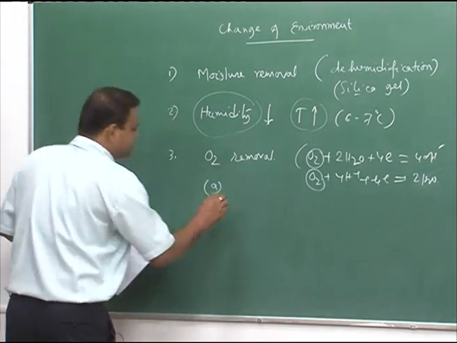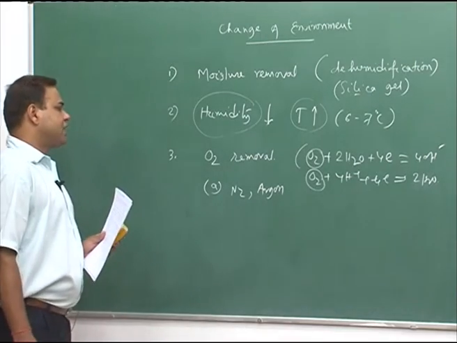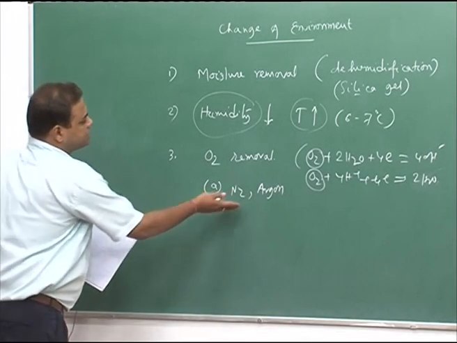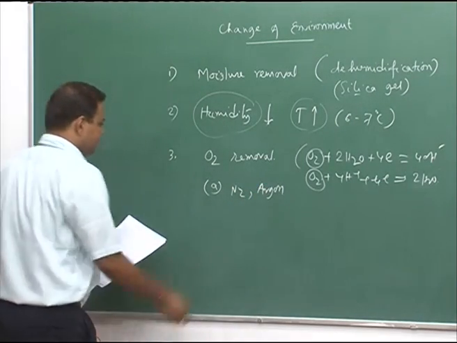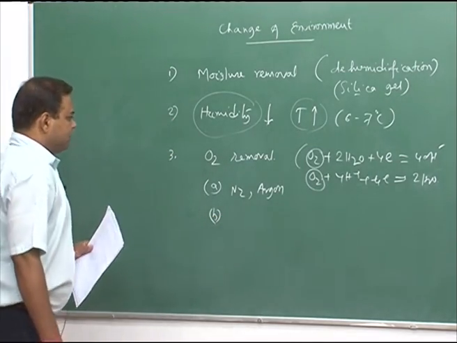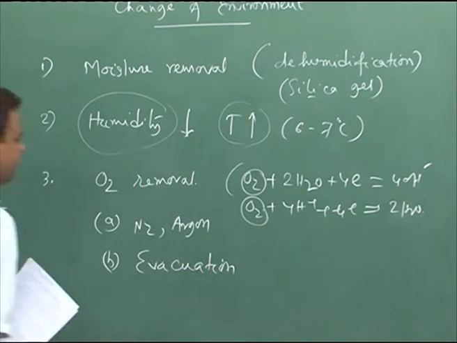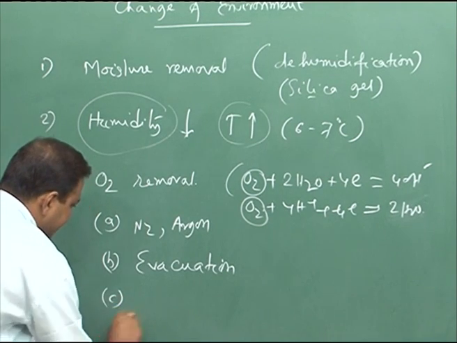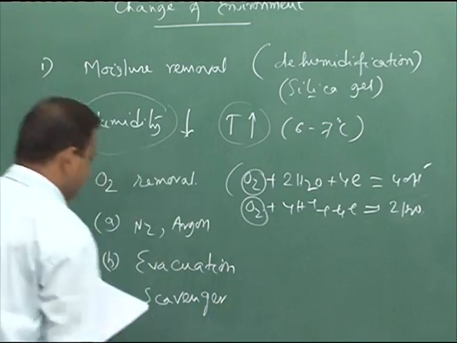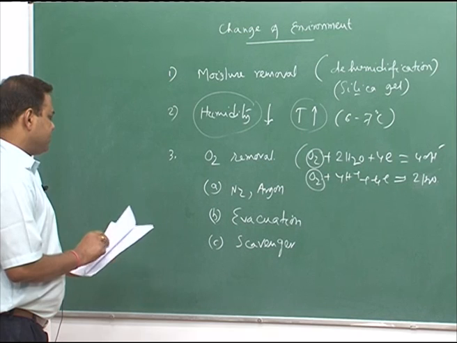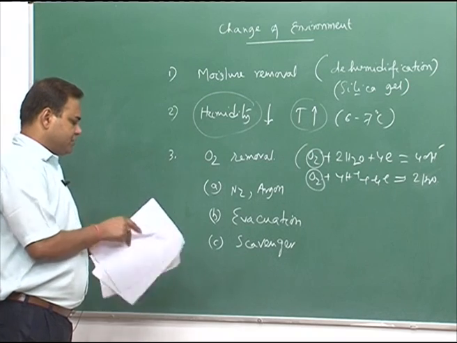Either we can purge with nitrogen gas or argon gas, which are inert gases. Through the solution, if we purge that nitrogen or inert gas, we can get rid of oxygen to a great extent, or we can introduce evacuation if needed, or we can introduce a scavenger. Scavenger actually reacts with dissolved oxygen and gets rid of oxygen in the solution.